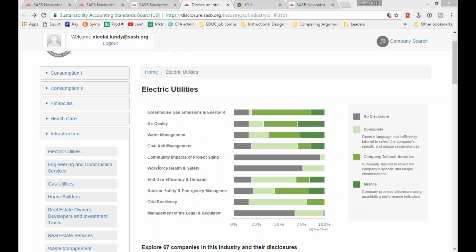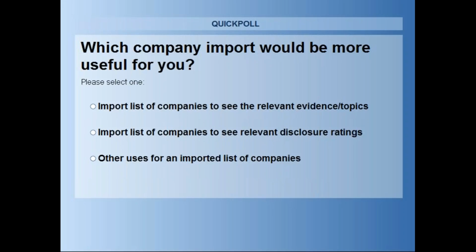So let's take a look at another one. We're going to go through a few of these and then we'll pause. Which company import would be more useful for you? We've heard some people say that I've got a list of clients that are in my consulting portfolio and I just want to be able to import those companies. Or I am analyzing a certain set of names for my portfolio, and I want to import those and take a look at how they appear in the Navigator. So you could import a list of companies to see the evidence, to see the topics, what appears in the SASB standards, just zeroed in for those companies, or the disclosure piece.